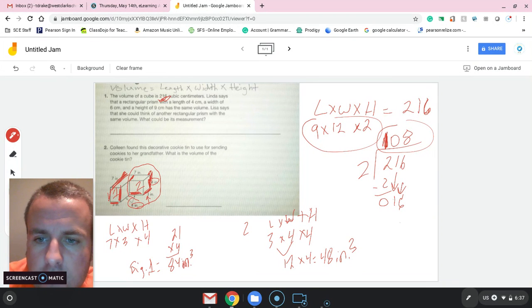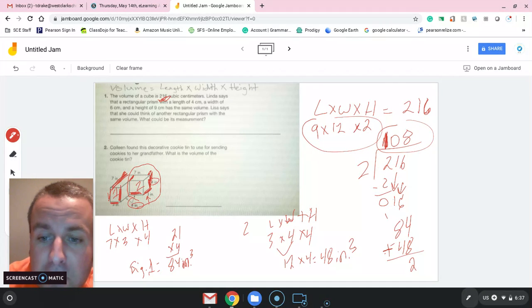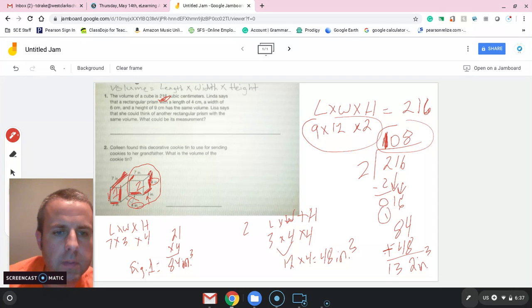So I just have to add the 2 up. I have to add 84 and 48, put them together. That is a plus sign. 8 plus 4 is 12. 8 plus 4 is 12, plus my regroup of 1 is 13. So my total for this one is 132 inches cubed.